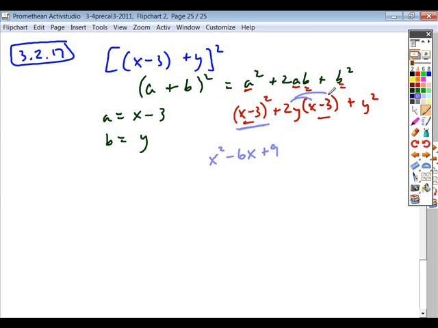Here I'm going to distribute my 2y. So I get plus 2xy minus 6y. And then my last term is just as it appears. And now the question comes, in what order do you enter these online?